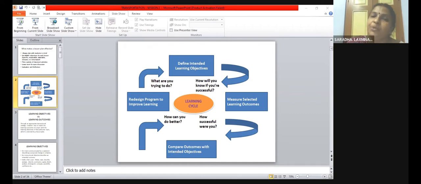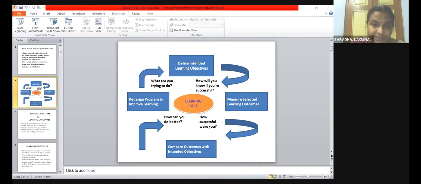If the child is not up to the level, we again go for another method. We redesign the program. This is what is happening in each and every one of our classes, maybe without even being aware of it. Sometimes if the child is not performing well in the periodic test, we go for remedial teaching, or we change the strategy. We make him sit separately and we teach him. All this happens to match the learning objectives and the learning outcomes. So this is called a learning cycle.